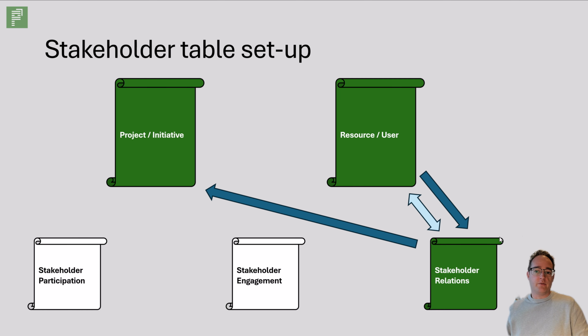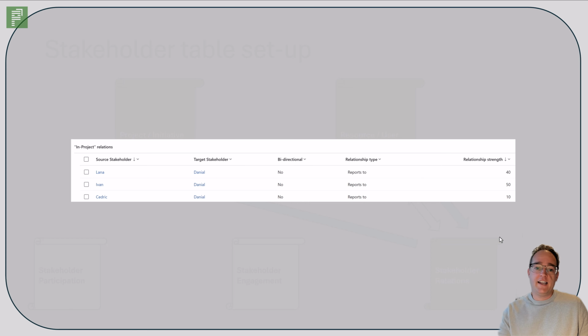If there's a relation between a resource and another resource that doesn't have anything to do with a specific project, that relationship will, of course, be between two people instead of between two people in the context of a project. And that could look something like this, where Lana reports to Daniel. Ivan does so as well, but the bond between Ivan and Daniel is stronger in this sense than that of, for instance, Cedric and Daniel, who just have a relationship of strength of 10.